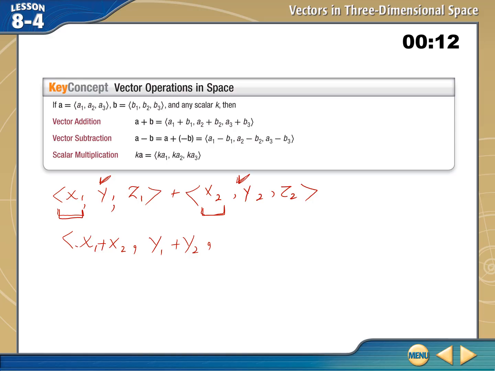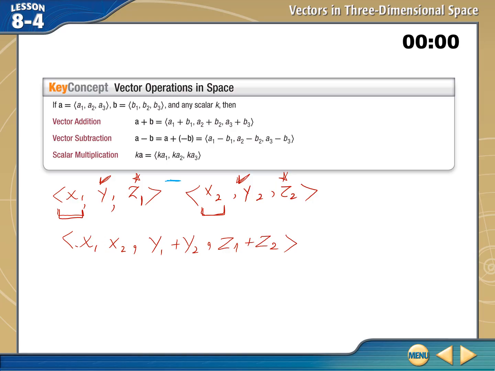And in the same way, the z component is z1 for vector 1 and z2 for vector 2, and they will be added. So in short, the z component will be added with the z component, the y component with the y component, and the x component with the x component. Now, rather than addition, if they ask us to perform another operation, that means subtraction.